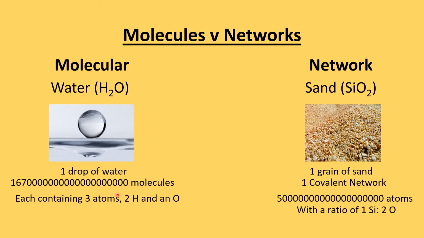Now the chemical formula, which is H2O, tells us something very deliberate and very exact when we think about molecules. It tells us that each molecule, and there are billions and billions and billions of them, contains 3 atoms. There are 2 hydrogens and 1 oxygen, and that's what's inside. So this drop of water is made up of lots and lots of water molecules. A network structure, on the other hand, would be sand.